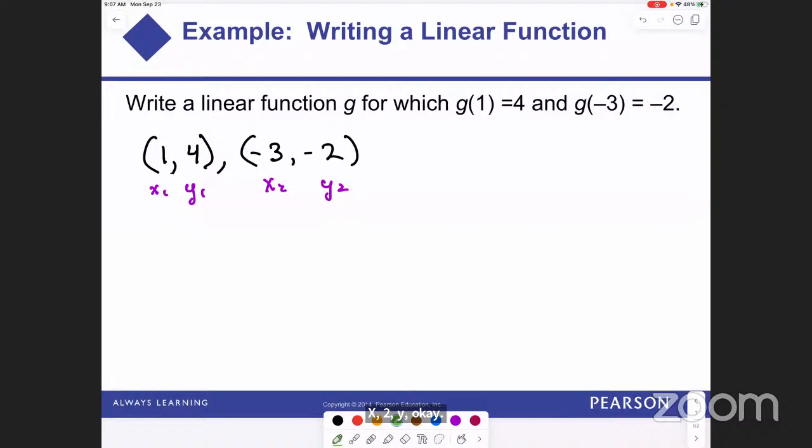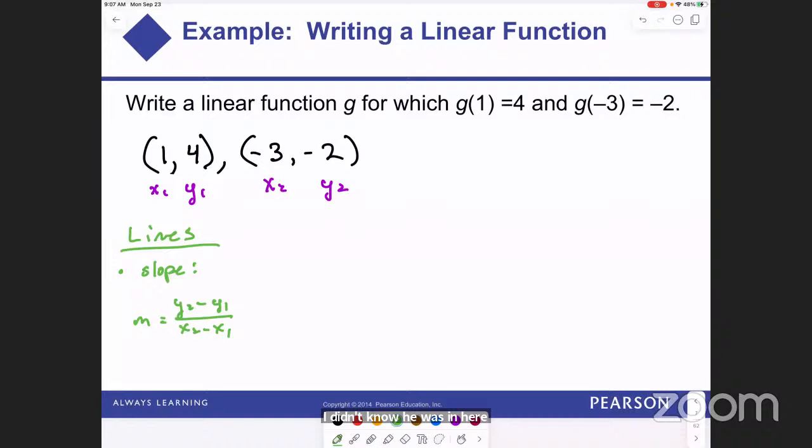So just as a quick recap, whenever I'm working with lines, I like to have the following equations ready to go. First is our slope formula. That's y2 minus y1 over x2 minus x1. Okay, there's the slope formula.